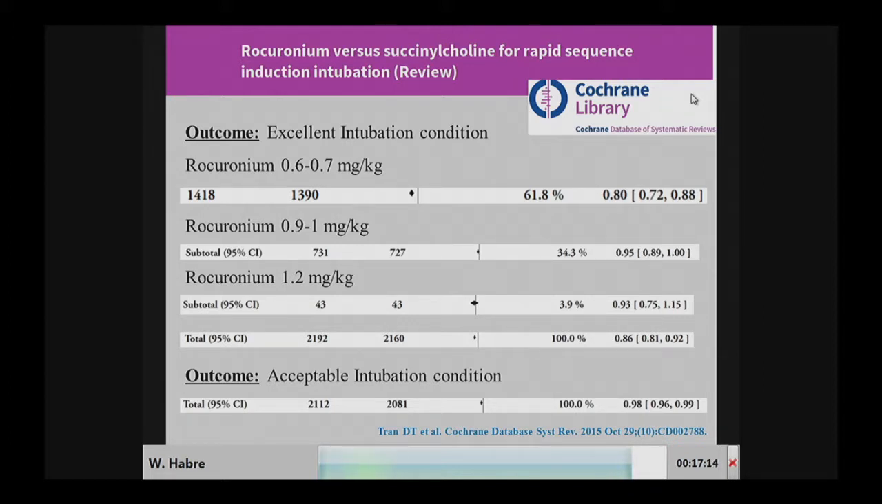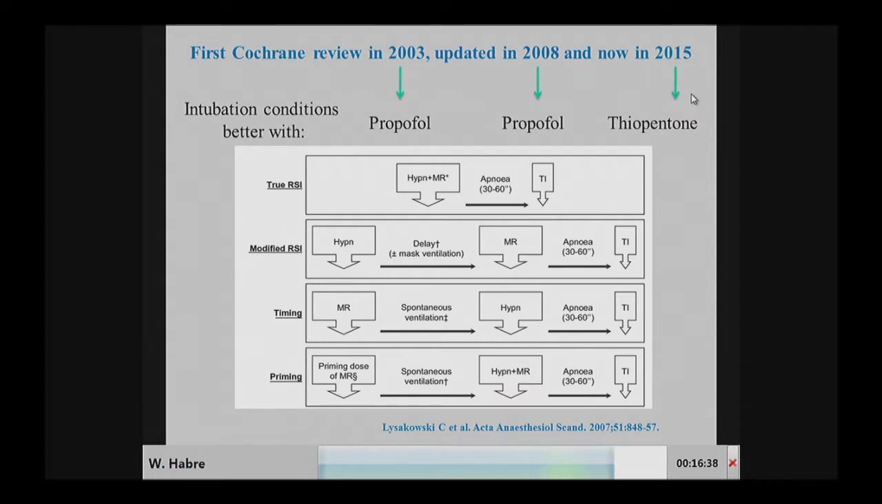So if you compare it now with the new rocuronium that we use for rapid sequence induction, particularly now that we have sugammadex available, there is a recent meta-analysis comparing both drugs and looking for excellent intubation conditions. You see that suxamethonium is always better until 1.2 milligrams per kilo of rocuronium, where there was no difference between the 2 drugs, although these are small studies, and there's huge heterogeneity. If you look at acceptable intubation conditions, you see similar conditions.